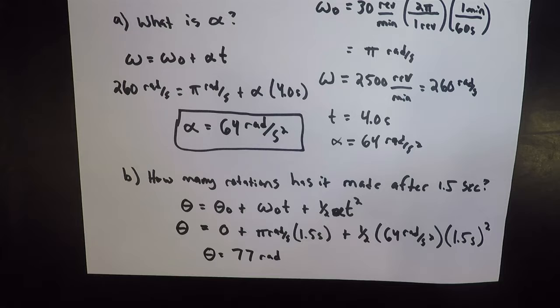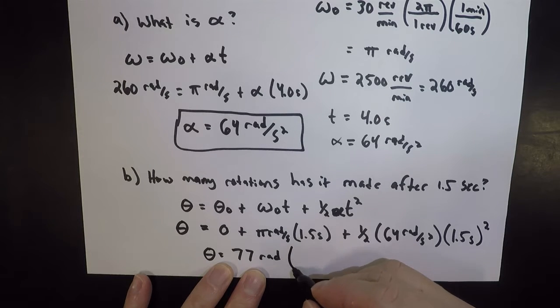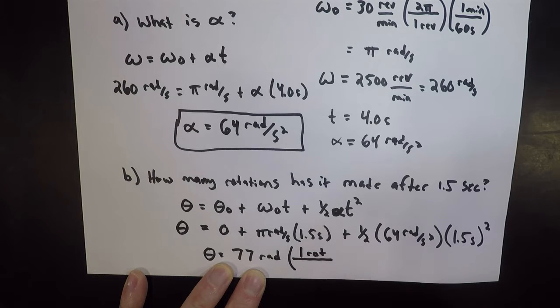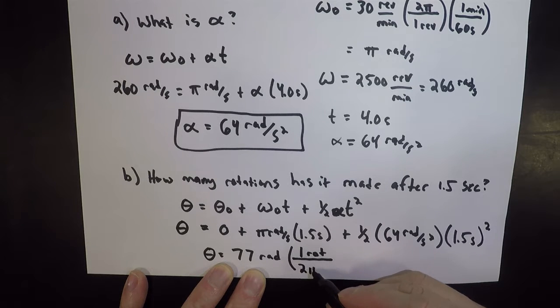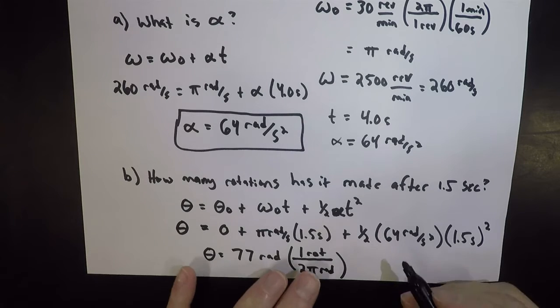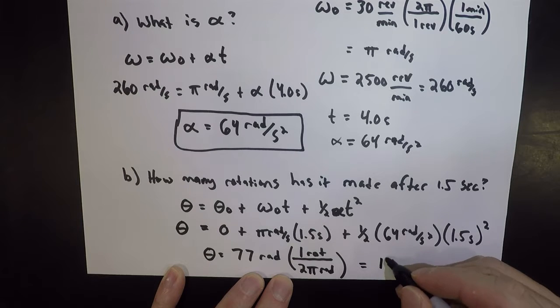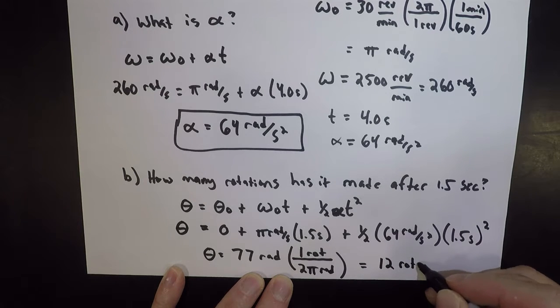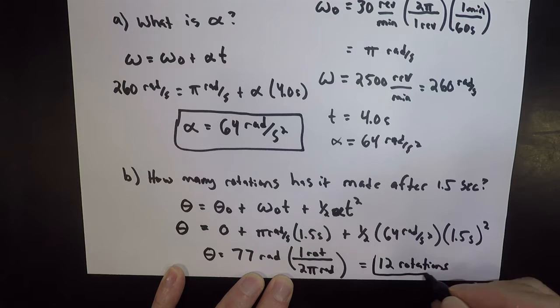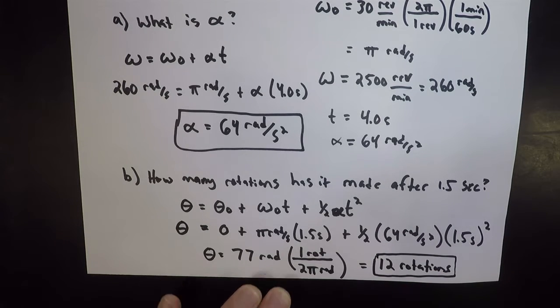But I'm asked how many rotations it makes, so I have to do a unit conversion here at the end. One rotation or revolution is the same thing as 2 pi radians. So I have to take 77 divided by 2 pi, and I find that this thing, to the nearest rotation, has made 12 rotations. My engine has spun around 12 times in 1.5 seconds as it picks up speed.